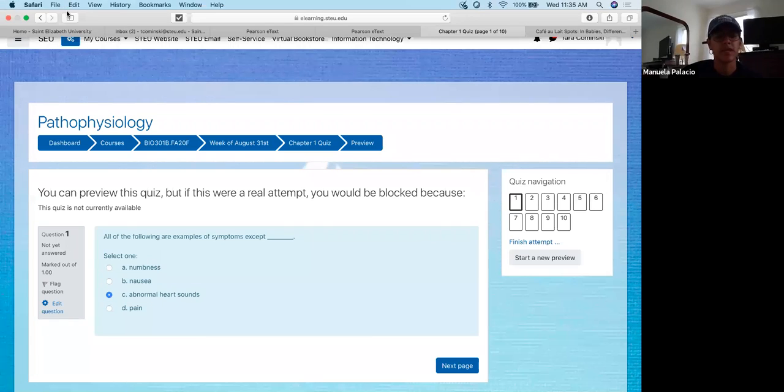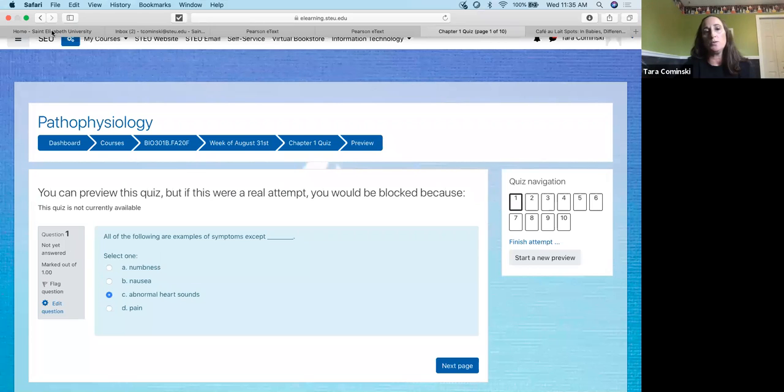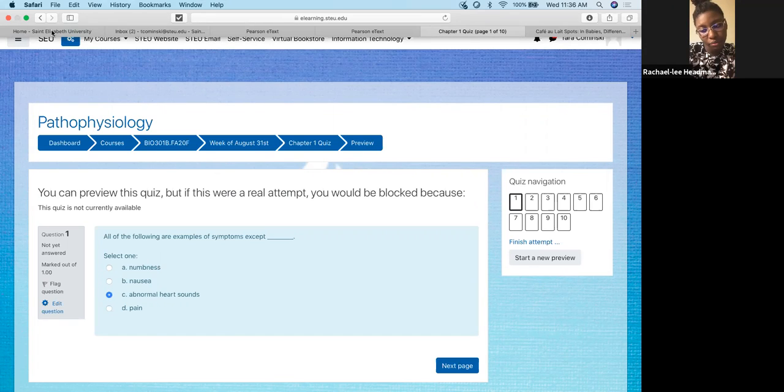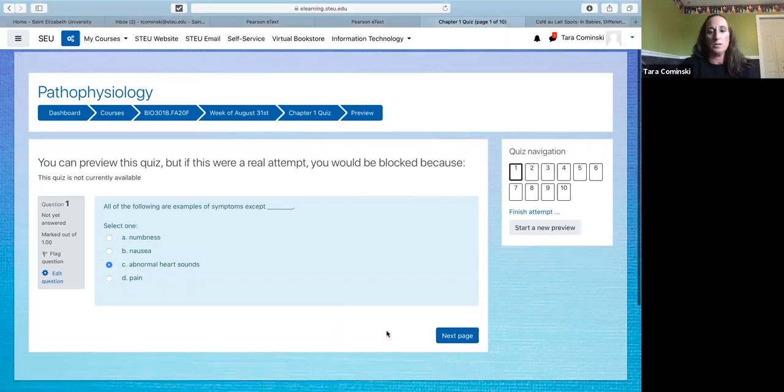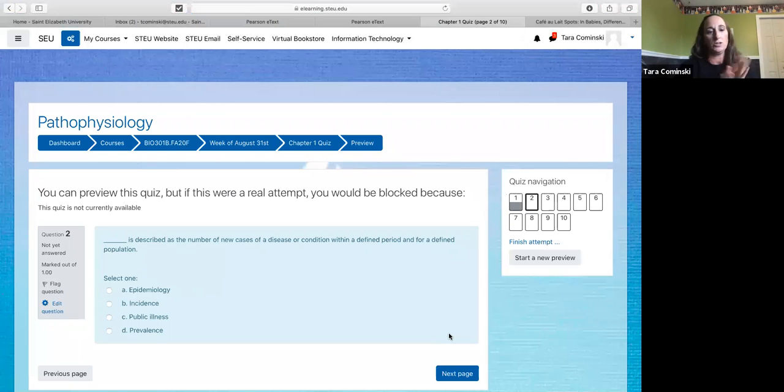A sign is like what's actually happening, and a symptom is what the individual is experiencing. Yeah, a sign is what you as a clinician can actually observe or measure, but a symptom is what the patient is feeling. So you don't know if the patient has numbness, they have to tell you that. You don't know if they feel nauseous, they have to tell you that. So make sure you understand the difference between the two. If there's more questions on anything here, just let me know.